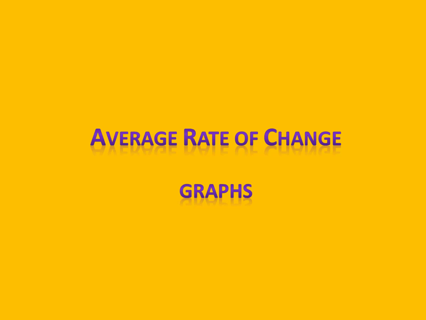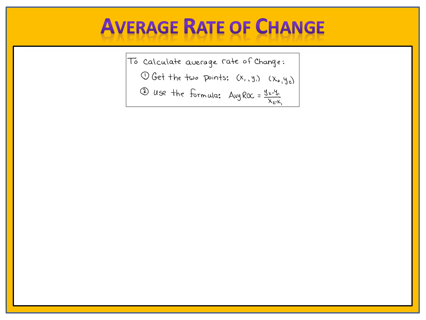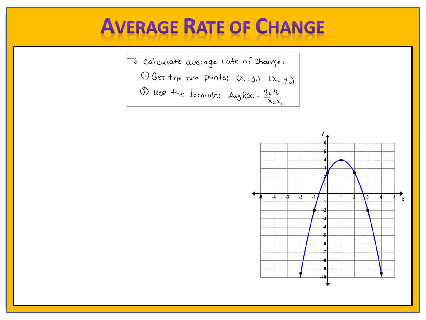In this lesson, we're going to learn how to calculate average rate of change. This is the second in a four-part series on this topic, and in this video we're going to focus on how to calculate average rate of change when our function is given to us as a graph. Remember, to calculate average rate of change, we need 2 points. Once we have the 2 points, we can use the formula average rate of change equals y2 minus y1 divided by x2 minus x1. So how do we do this when the graph of a function is given to us?